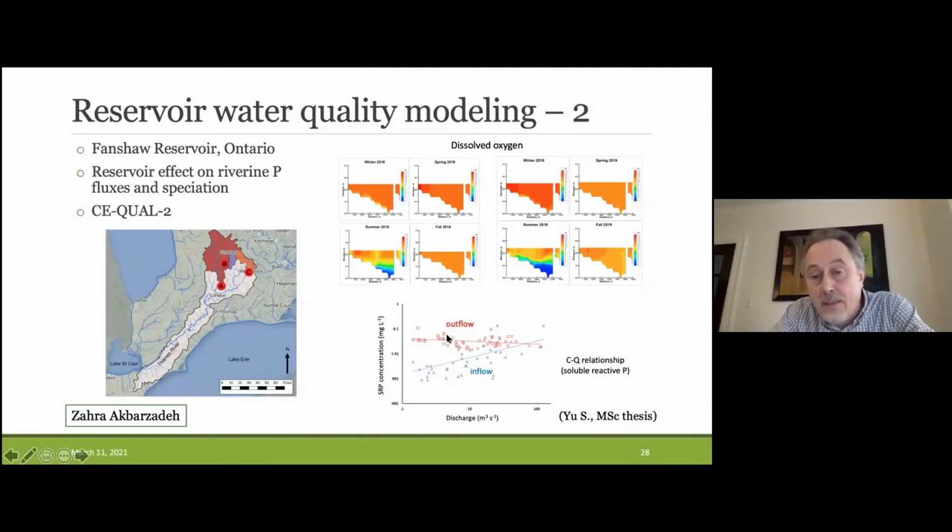But if you do the same in the outflow, and in fact these are all model-derived concentrations, you see that the relationship has completely changed. In fact, it's more of a chemostatic relationship. But rather than indicating a change in sources or flow paths, this change in the CQ relationship is essentially a signature of the processing of phosphorus in the reservoir.